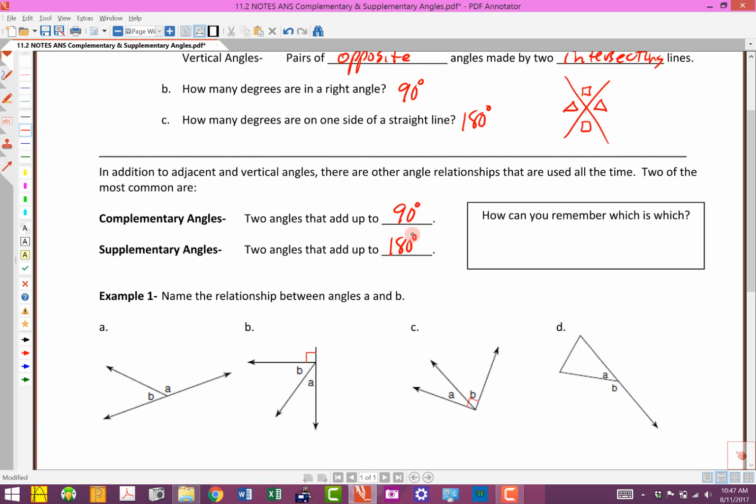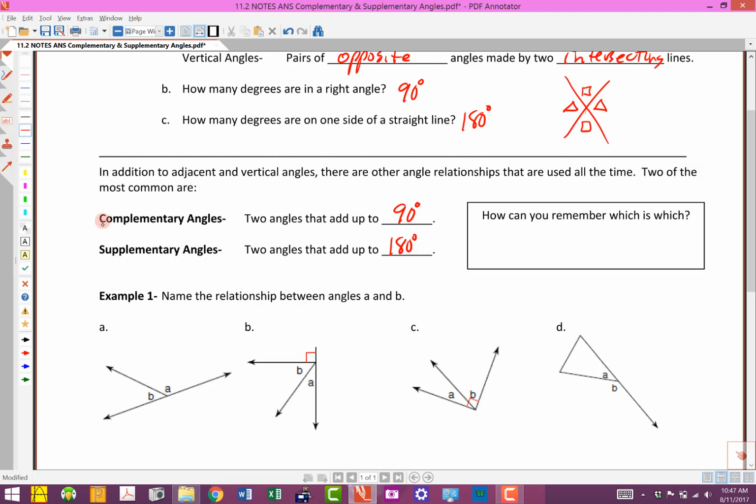180 degrees. Now, most people get those words and they figure them out, and they're not that bad to work with, but what they forget is they can't keep them straight. They can't remember now which one added up to 90 and which one added up to 180. Well, if you look at that, can you figure out a way that you could keep them straight? You know one of them's 90, you know the other one's 180. Figure out how you can keep them straight.